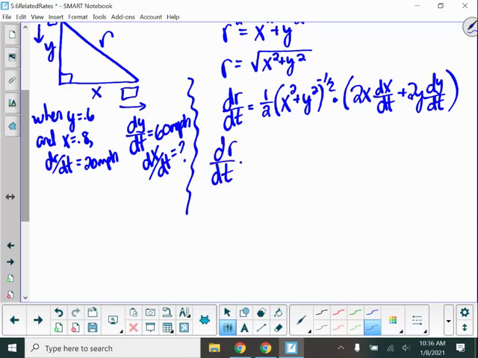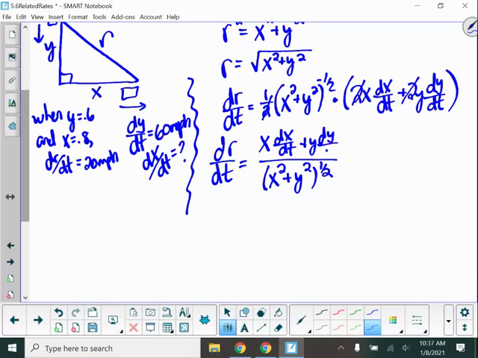So dr dt is going to equal the x squared plus y squared to the negative 1/2 power. That's going to move to the bottom, and it'll be now to the positive 1/2 value. You have a 1/2. The 2 would normally go on the bottom, but I also have this 2x and 2y, so I can actually distribute that and get rid of those 2's. So I'm left with x dx dt plus y dy dt on top.